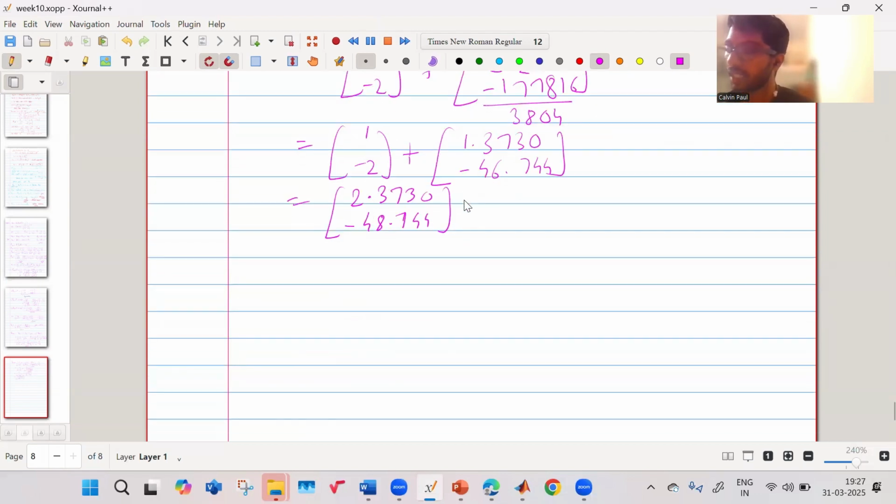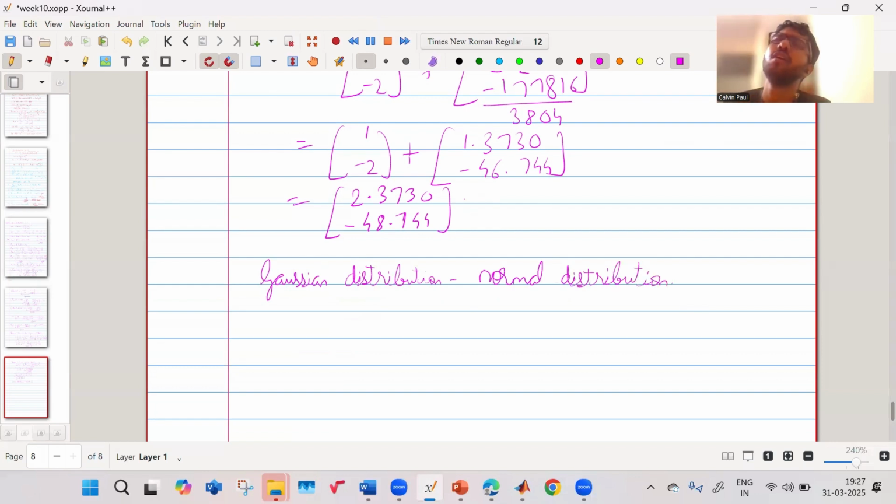So one thing I'd like to point out is the normal distribution, like the Gaussian distribution. It depends on the mean and the standard deviation. So we assume the noise follows this pattern. Okay, the noise follows this pattern.